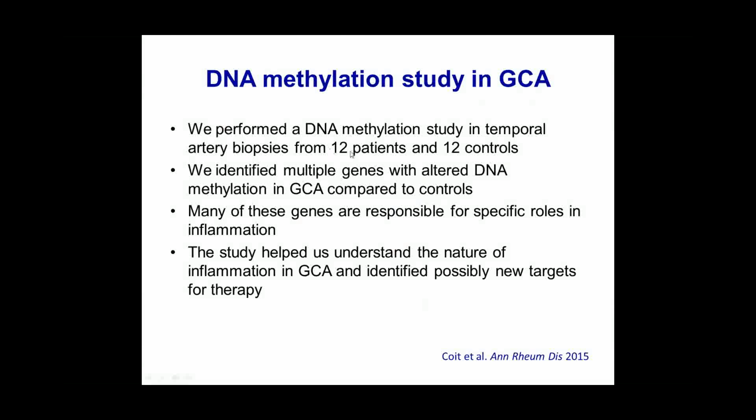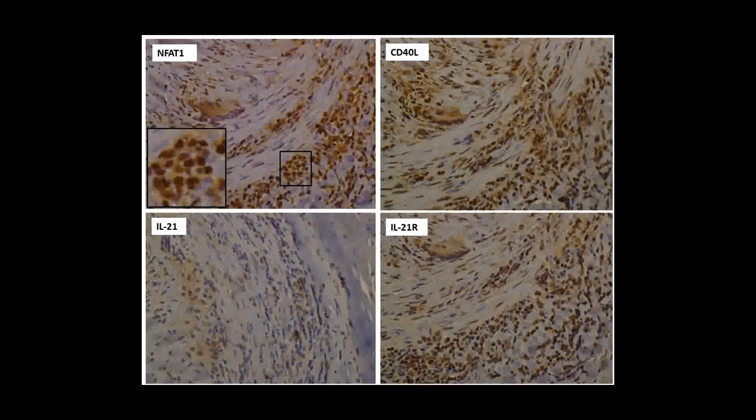We did this in 12 patients and 12 normal people who did not have giant cell arteritis on biopsy. And then we compared their DNA methylation patterns, that gene expression regulation pattern that I mentioned before, between patients and controls. And so what we were able to find is some novel targets that we then were able to confirm at the protein level. So this is an example of what we found.